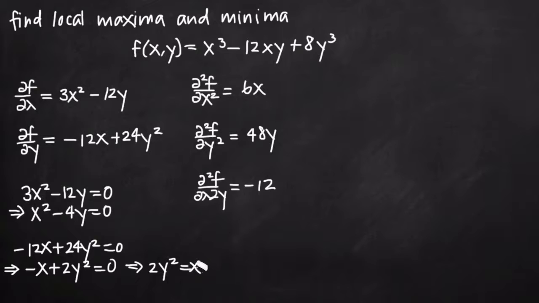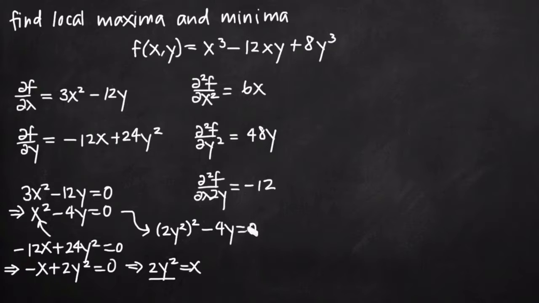Since I have a value for x in terms of y, I can plug that into my first equation directly. So here's what that looks like. Plugging in for x, I get quantity 2y squared, because I plugged in this 2y squared in for x right here. So (2y²)² minus 4y is equal to 0.